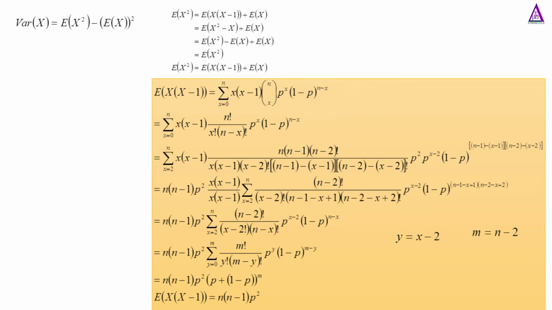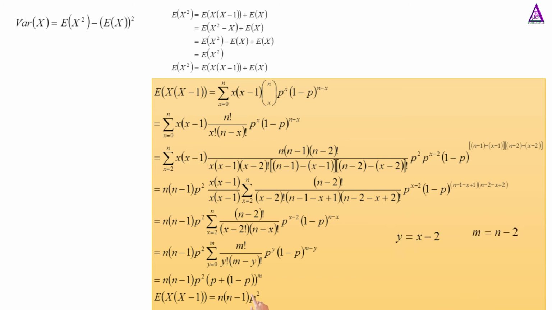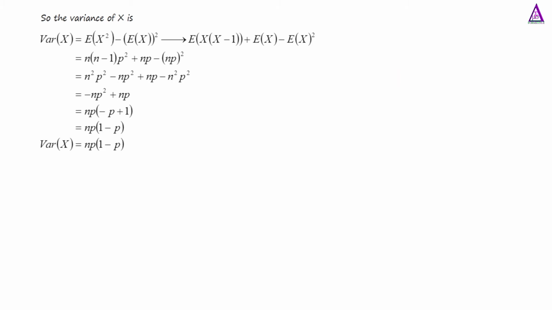So everything here is this one. We factorize p squared and n into bracket n minus 1 out with that of x into bracket x minus 1, let y equal to x minus 2 and m equal to n minus 2. Our x squared is now n into bracket n minus 1, close the bracket, p raised to power 2. To calculate the variance, we just put what we have before into this. By opening all the brackets, we have this one. We just factorize np out. So therefore, the variance of x of the binomial distribution gives us np into bracket 1 minus p.